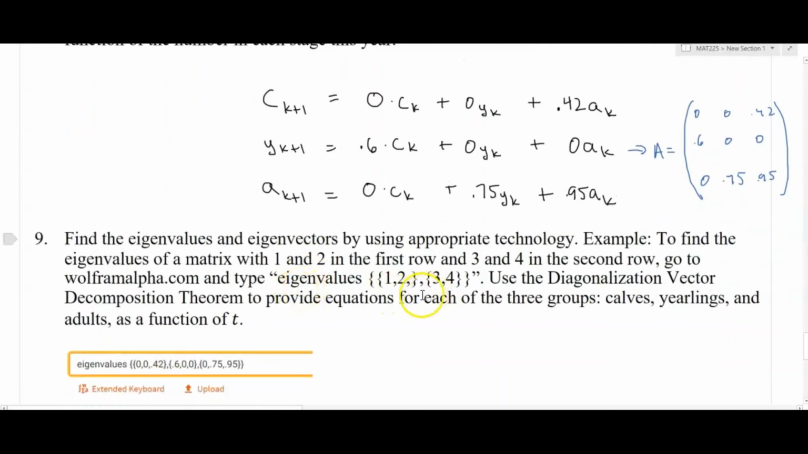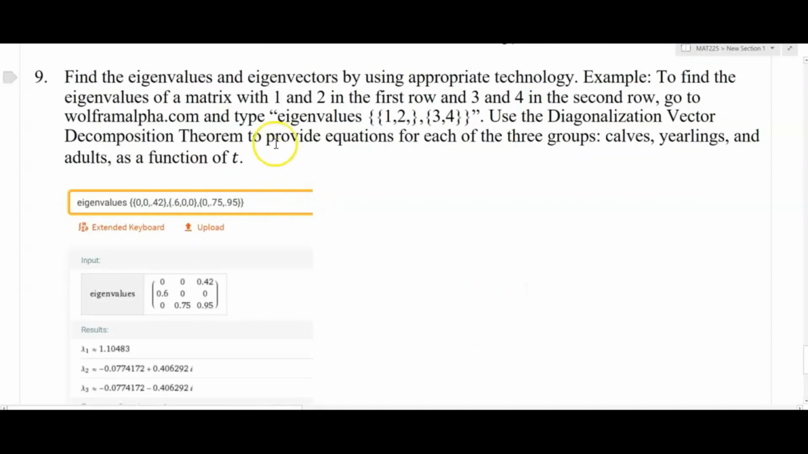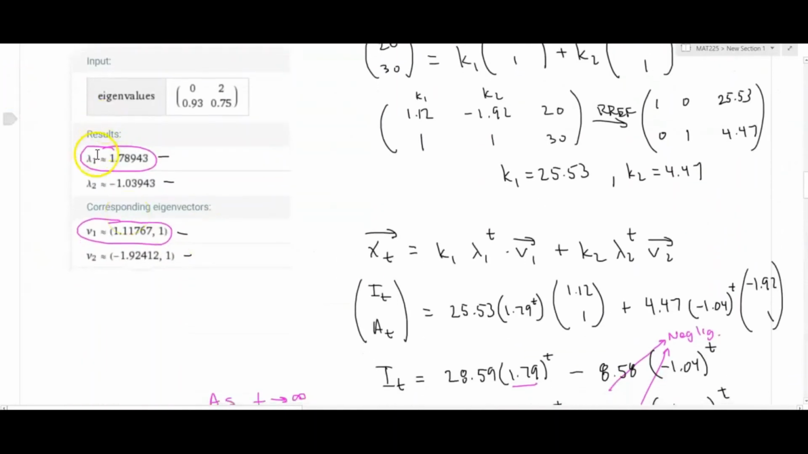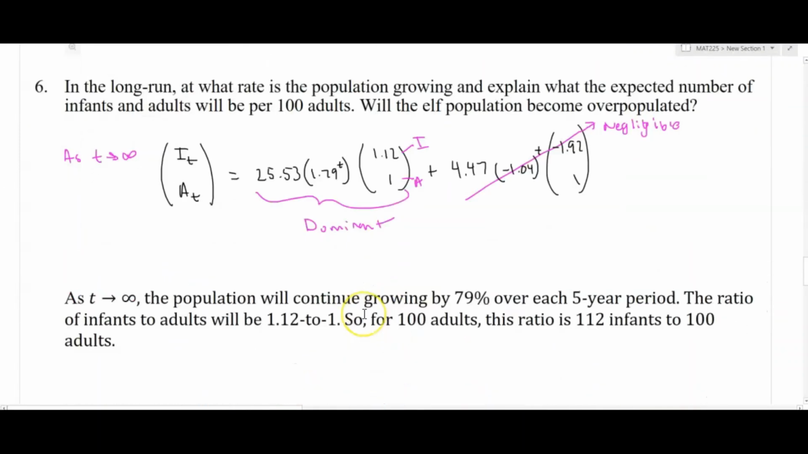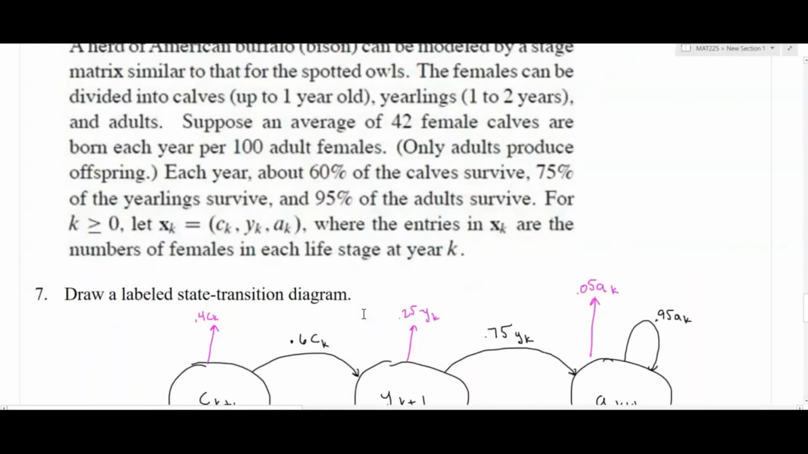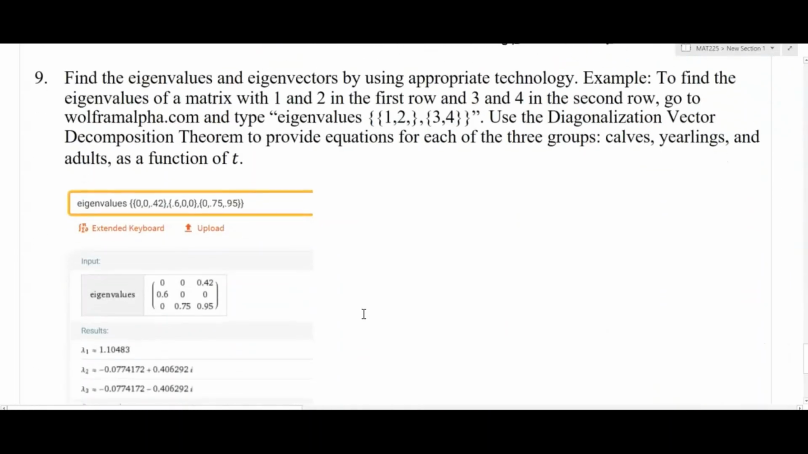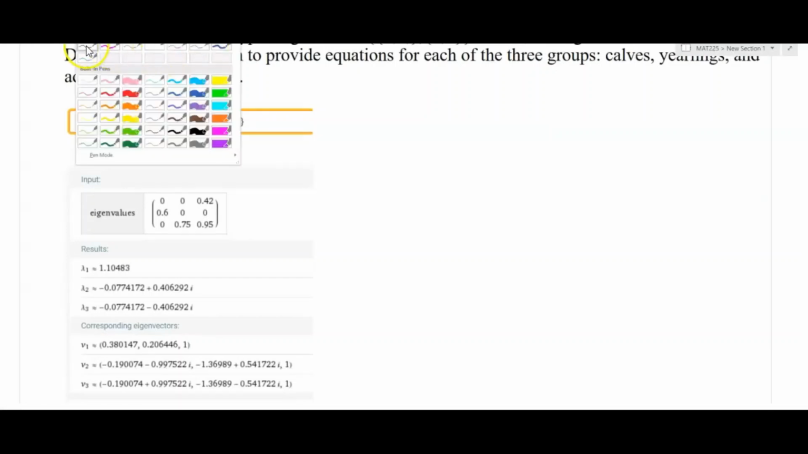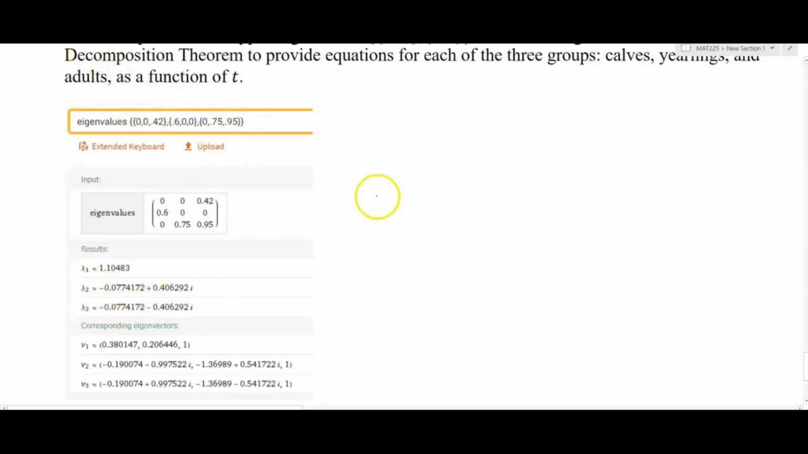Use the diagonalization vector decomposition theorem to provide equations for each of the three groups, calves, yearlings, and adults as a function of t. So no initial condition is given. And we note from the previous problem, our little observation, that really all we needed to look at was just the eigenvalue and eigenvector corresponding to the dominant one to determine what happens in the long run. So let's go ahead and write out x sub t.